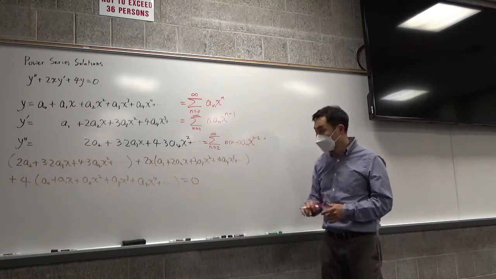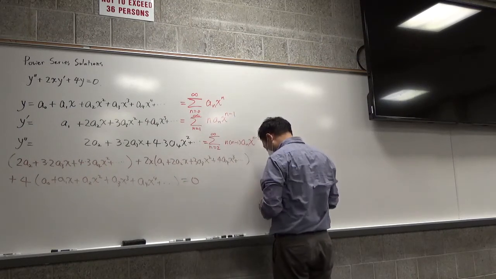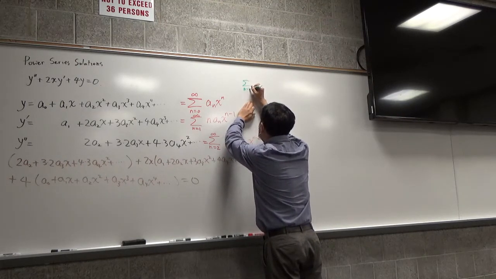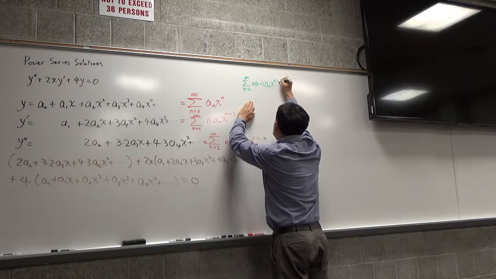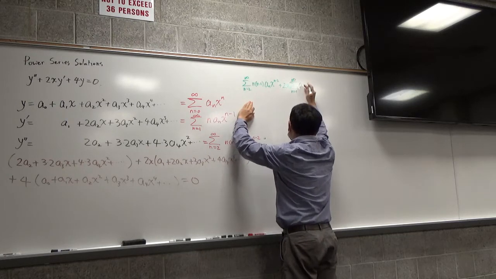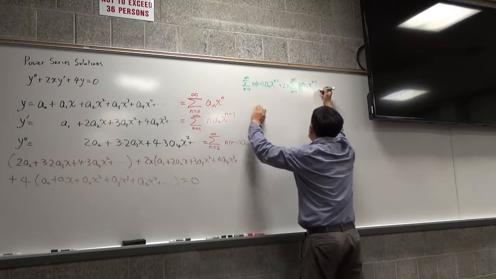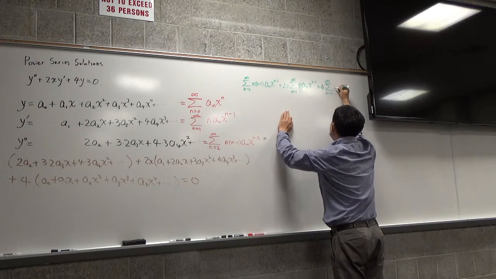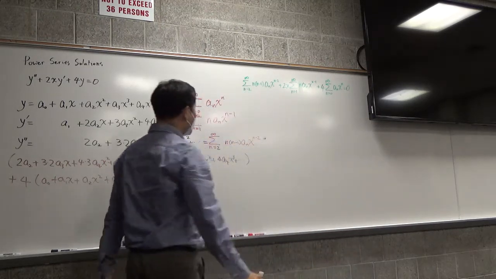Okay? So let me explain what I mean by that. So let's say we actually plugged into the left side. Here's what we get. Let me write in green. We get sigma n equals 2 to infinity of n times n minus 1 a_n x to the n minus 2, plus 2x times sigma n from 1 through infinity of n a_n x to the n minus 1, plus 4 times sigma n from 0 through infinity of a_n x to the n, equals 0. So that's what you get.